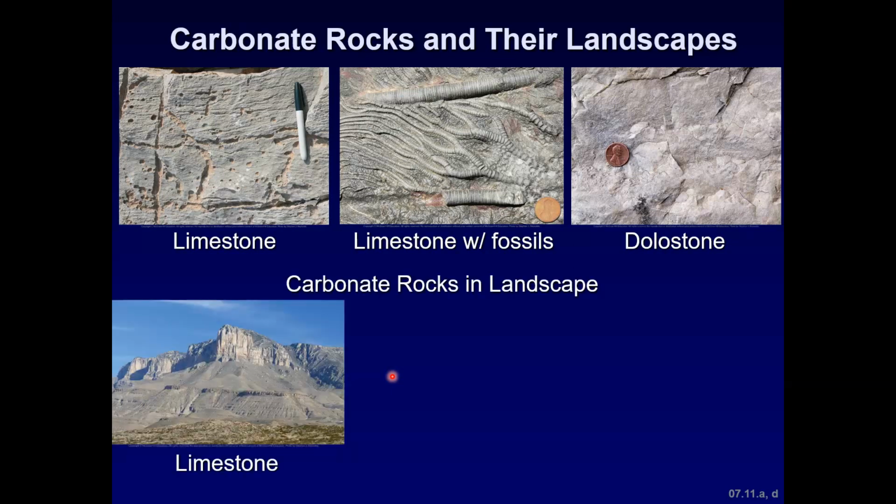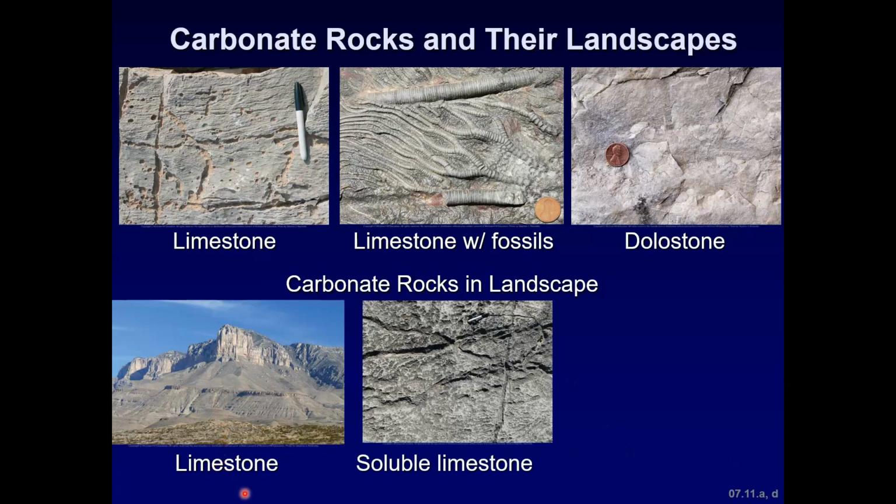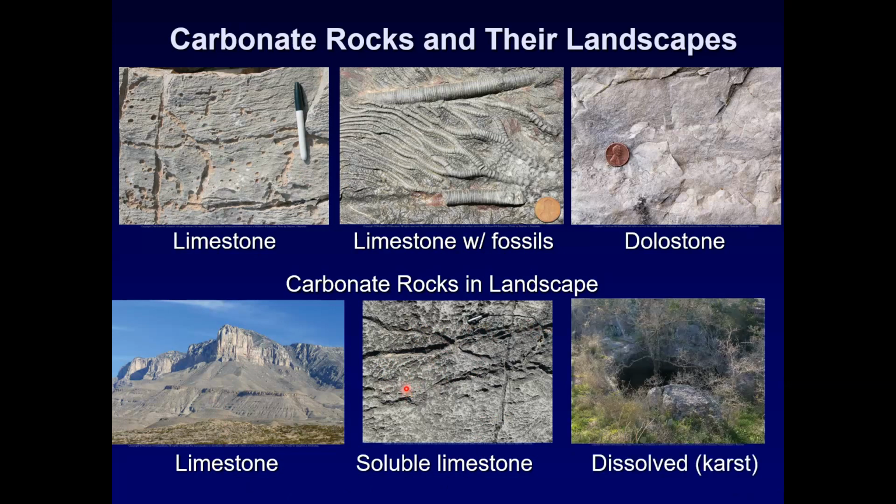And carbonate rocks might look like this in a landscape. Soluble limestone like this can dissolve quite easily at the Earth's surface in the presence of lower pH, and dissolve even further into caves. We call that karst.